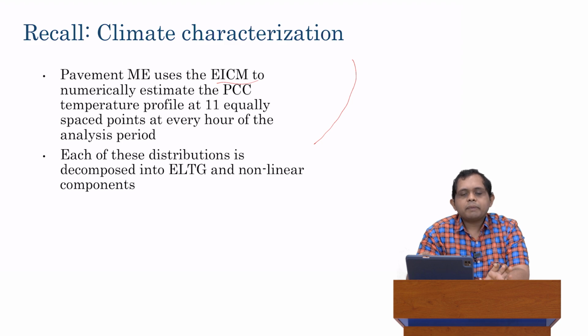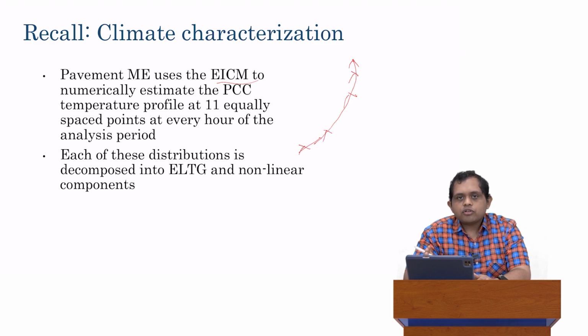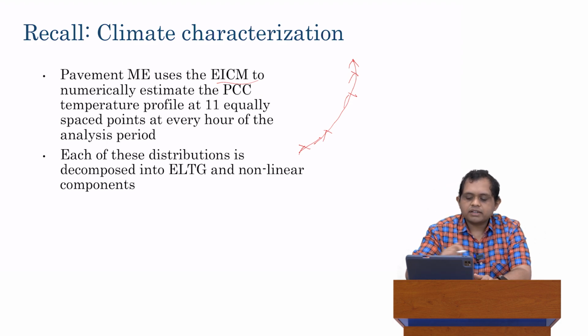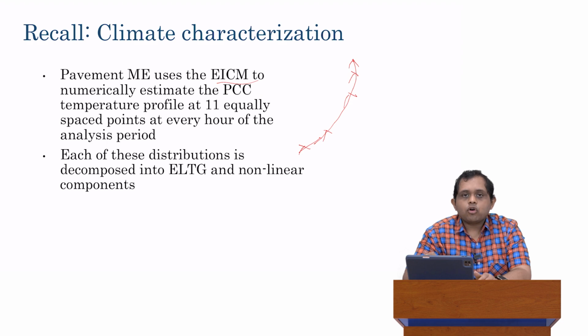Now, the actual spacing of the nodes depends on the thickness of the pavement. The EICM has its own rules. It puts more nodes near the surface, where we expect a larger gradient, and as you go further down, the spacing between the nodes increases. So there is a non-uniform distribution of these nodes through the pavement thickness. And what the EICM does for PCC.